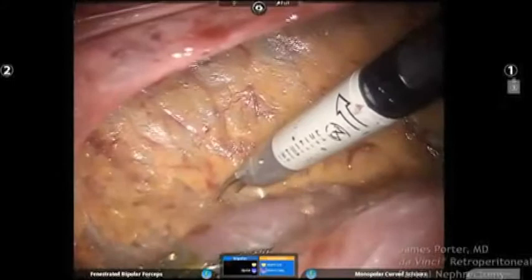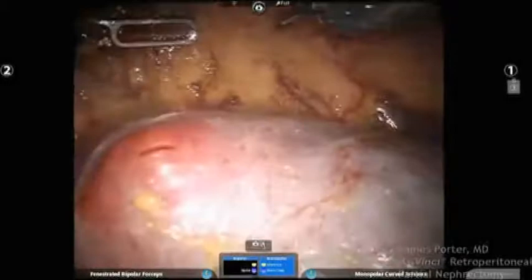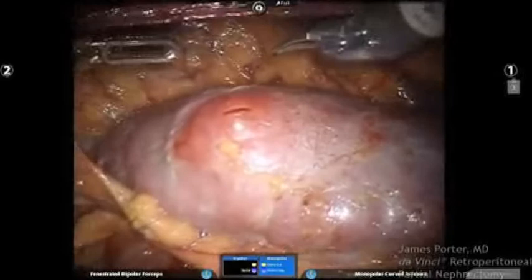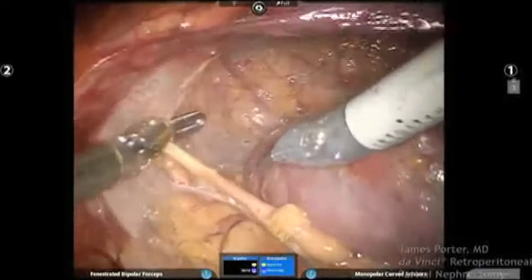If I got into the peritoneum right here, carbon dioxide would rush into the peritoneal space and compress my space. Now, it wouldn't make the case impossible, but it would make it more difficult. But look, we have a giant cavern in here. I know people say there's no space retroperitoneally, but we've got a giant space to work in, and that's all because I've kept that space intact.